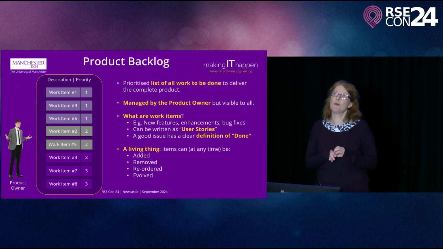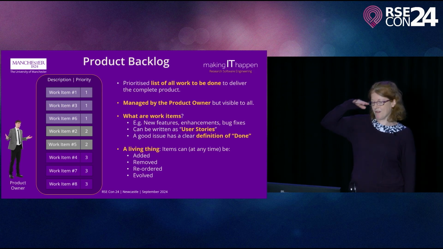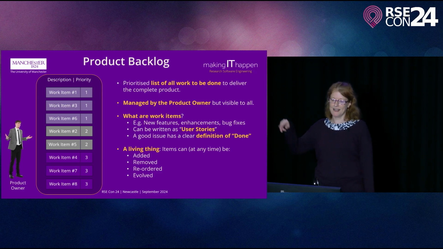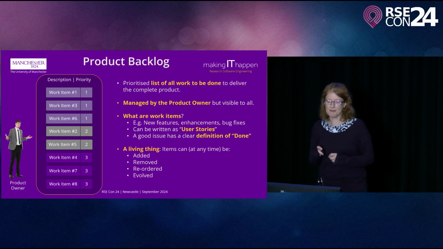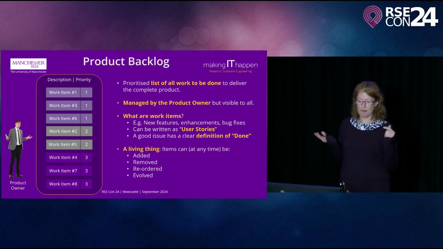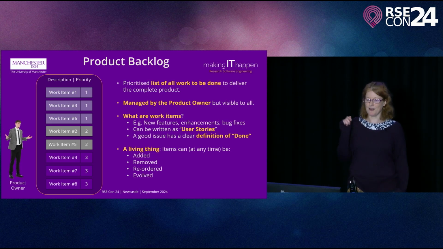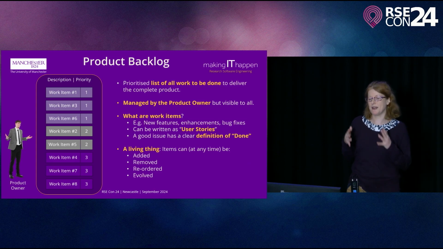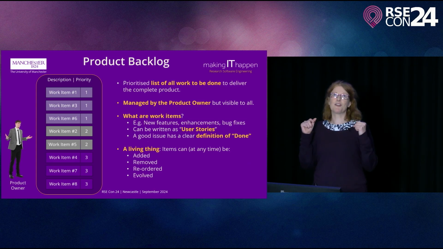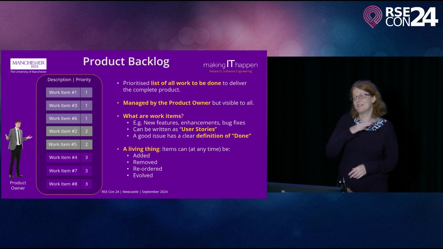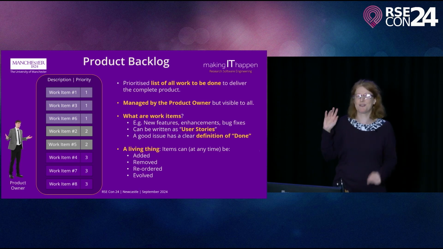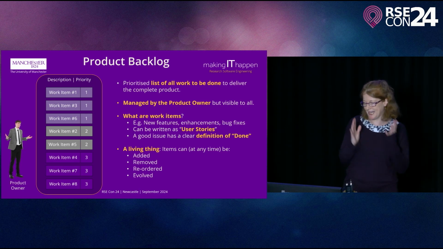So the criteria it has to meet to pass to be defined as done. It's a living thing, so items can at any time be added, removed, reordered or evolved by the product owner. And as I said, the product owner represents the stakeholder needs, so it's all about what the stakeholders are asking the product owner for, and the product owner makes sure that that list is up to date and deletes any items that don't need to be on there anymore and adds new ones and keeps it live.